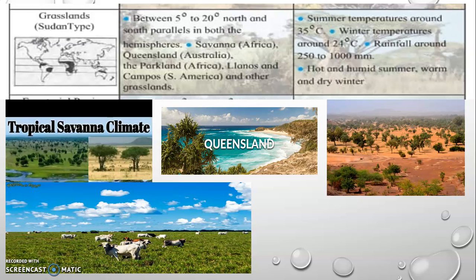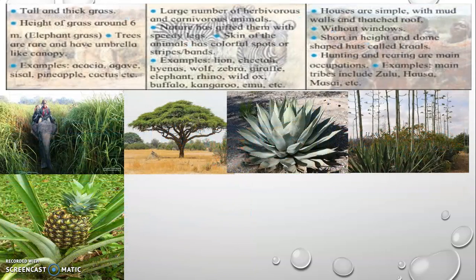Now let us study which are the natural vegetations of this region. Which type of vegetation is found in the grassland of Sudan type? You can see you have tall and thick grasses. As you can see in the picture, the height of the grasses is around 6 meters. The name of this tall and thick grass is elephant grass. Why is it called elephant? Because as you can see, the elephant has been completely covered in those grasses, so maybe they are known as elephant grasses.